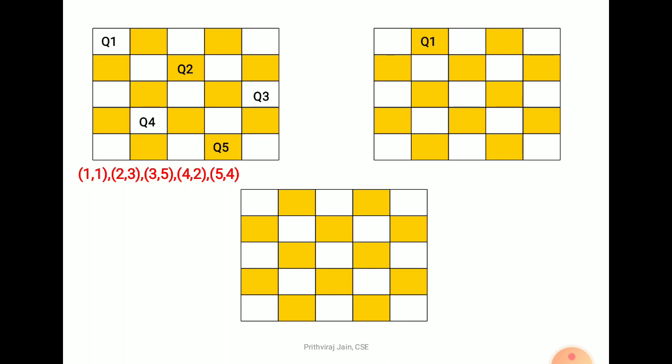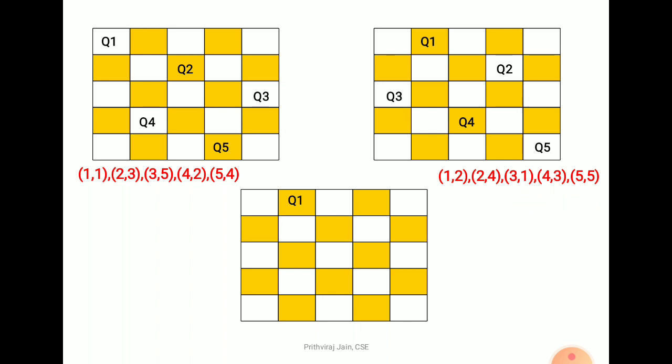Let us take one more solution. q1 at the second position, q2 at the fourth position, q3 at the first position, q4 at the third position and q5 at the fifth position. So all the queens are in a safe place. So this is the solution: 1, 2, 2, 4, 3, 1, 4, 3 and 5, 5.